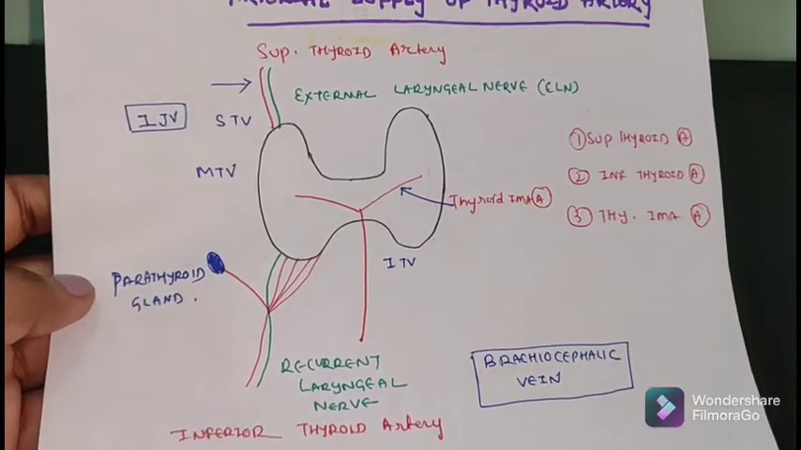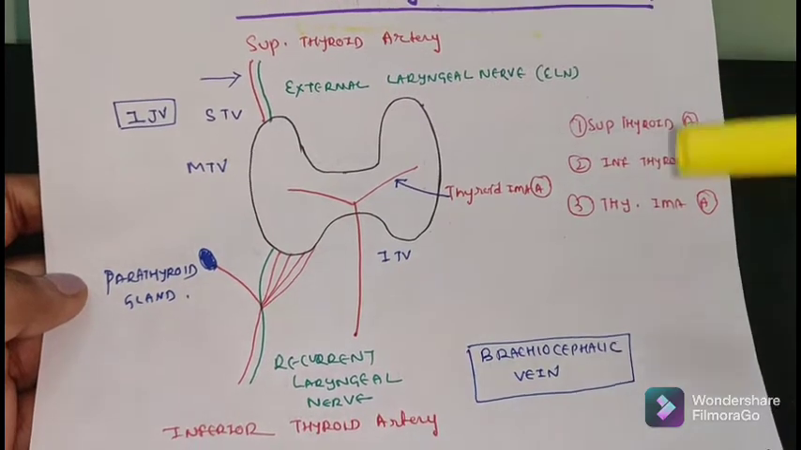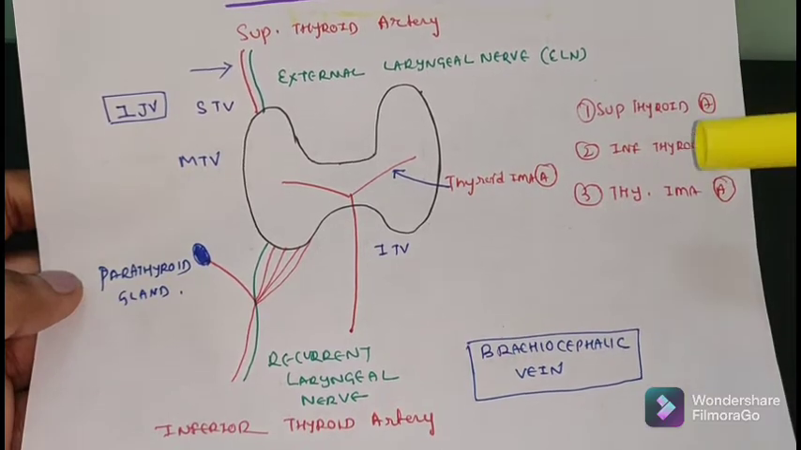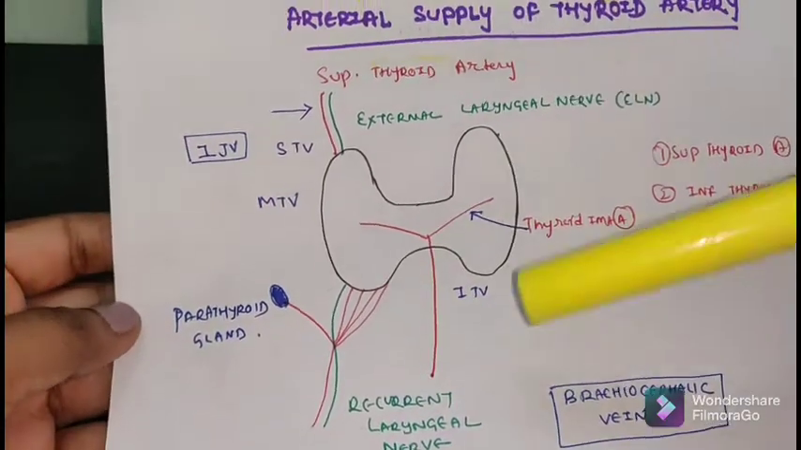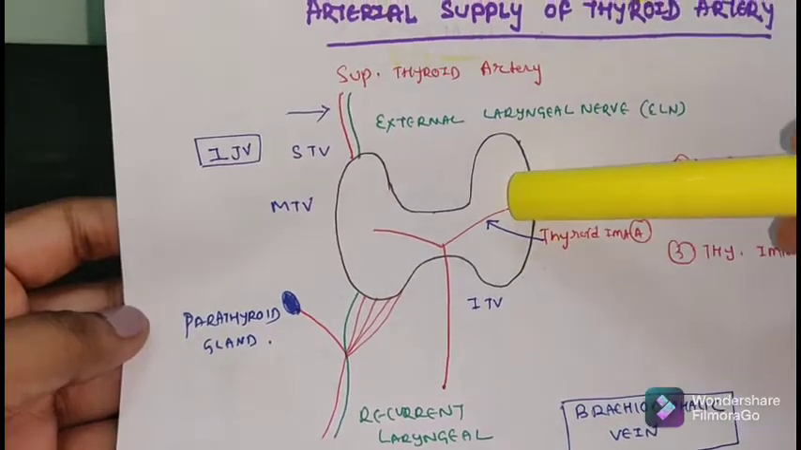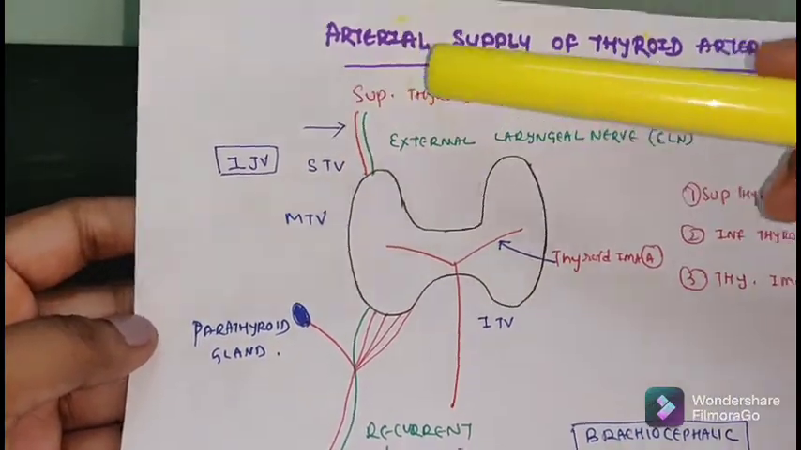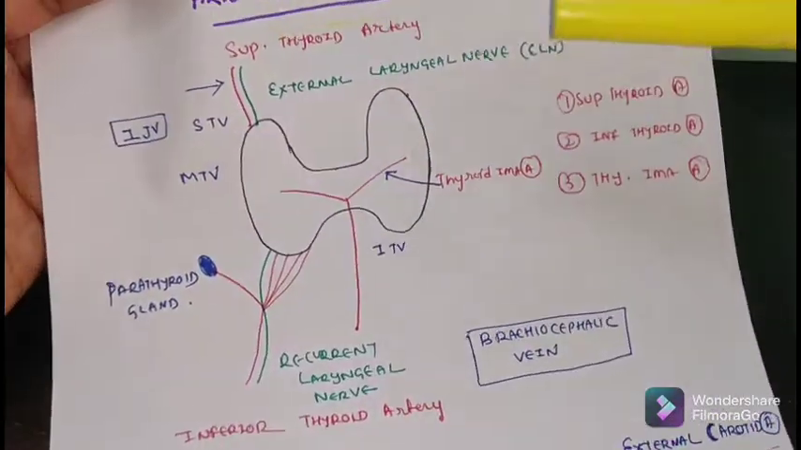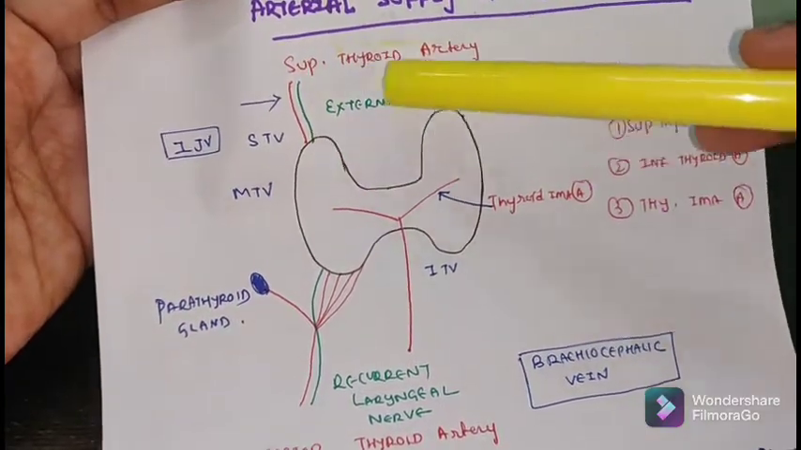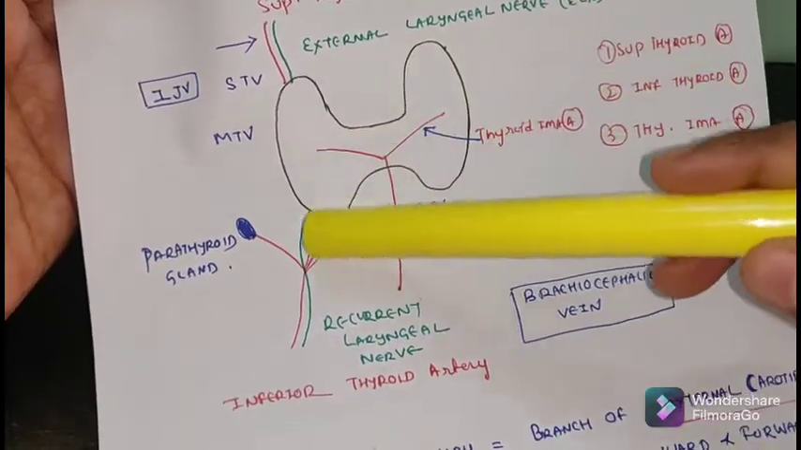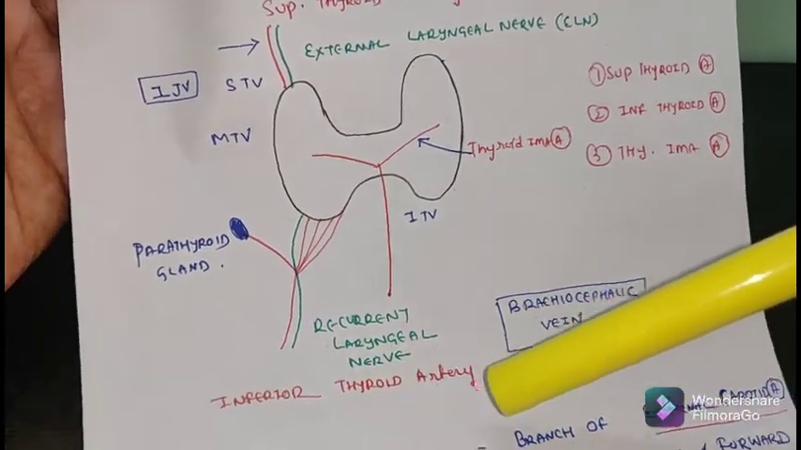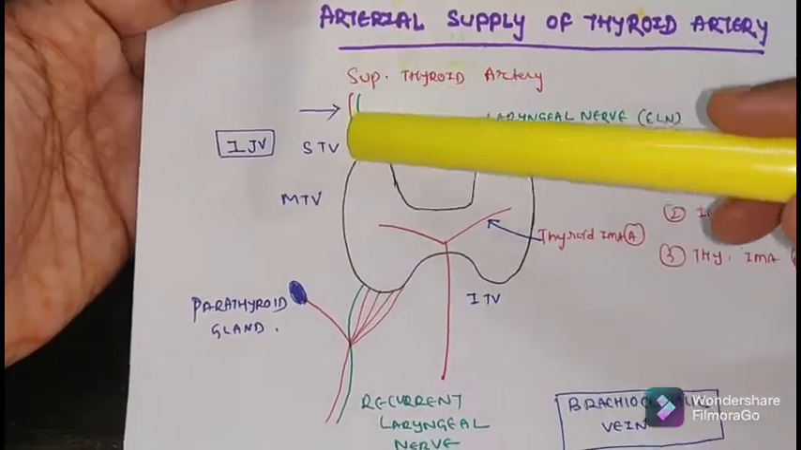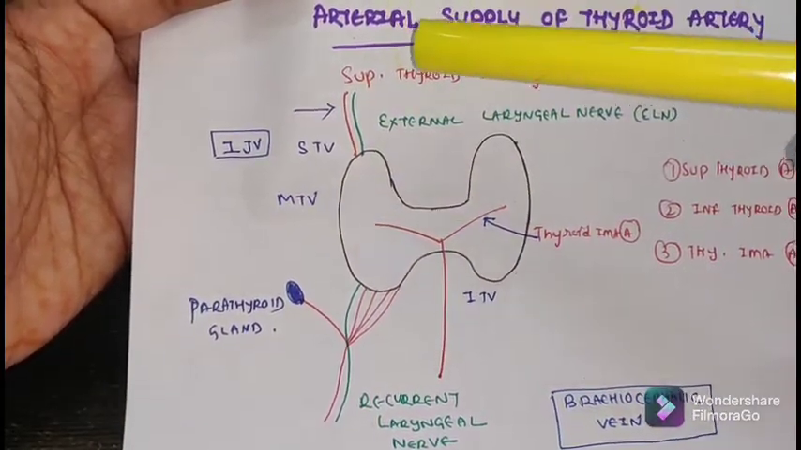Starting with the arterial supply, the thyroid gland is supplied by three arteries: the superior thyroid artery, the inferior thyroid artery, and the thyroid ima artery. So here I have done a diagram. Here you can see this red line, this is the superior thyroid artery, and this green color is the external laryngeal nerve, and below you can see the inferior thyroid artery. So below it's supplied by the inferior thyroid artery, and from above it comes through the superior thyroid artery.